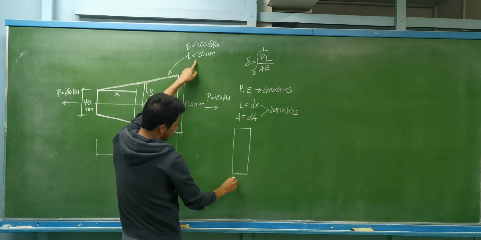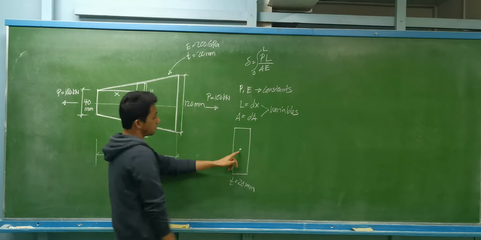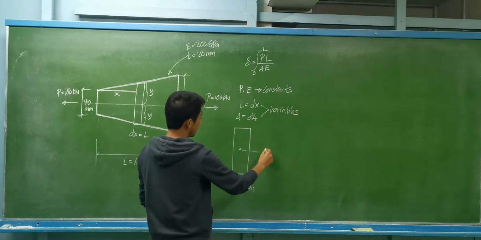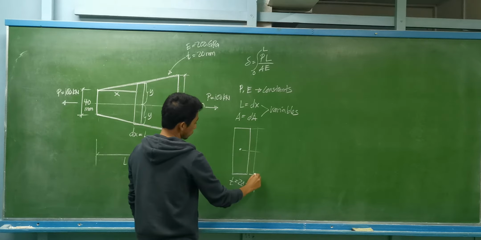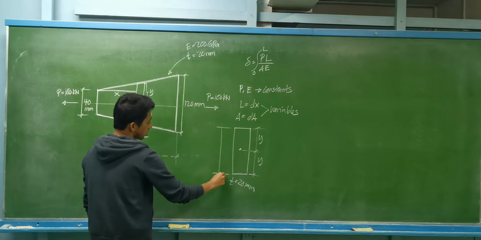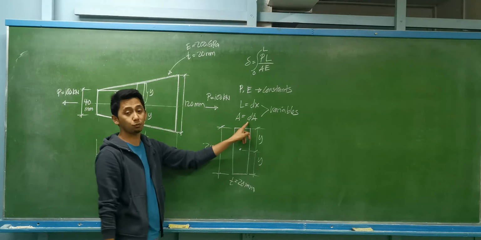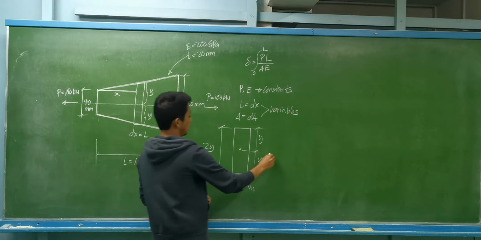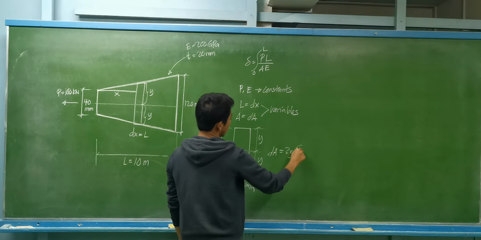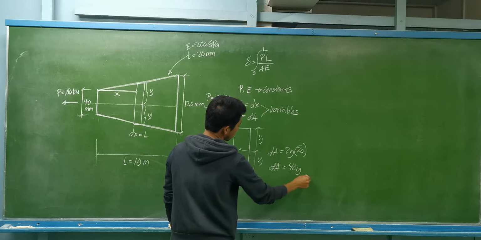We have a thickness equal to 20 mm. Let's say this is the point of action of the applied force, 100 kilonewtons. We divide the height into 2, so we have a y. The total height of our area will be equal to 2y. What will be the equivalent of the differential area? Differential area is equal to 2y times 20. Our differential area is equal to 40 times y.